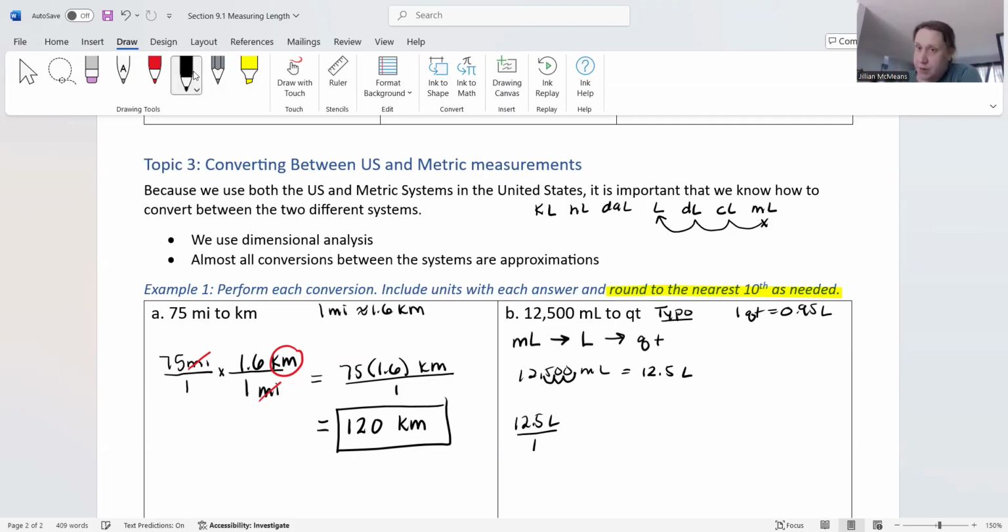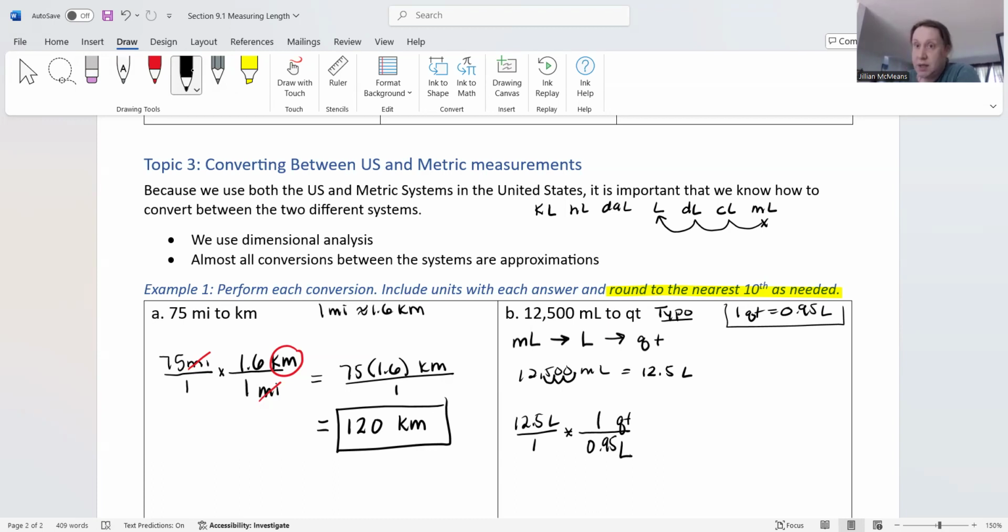write it over 1 so it looks like a regular old fraction. And then I need to multiply it by a unit fraction that relates liters and quarts. And I definitely want the liters to cancel, and I want the quarts to remain in the numerator. And remember, we have from our conversion sheet that 1 quart is approximately 0.95 liters. So I get 0.95, 1.